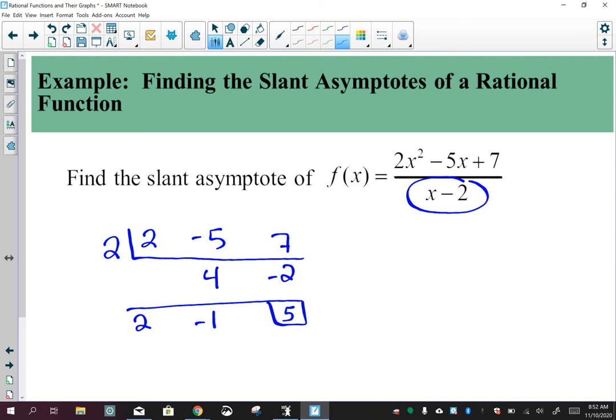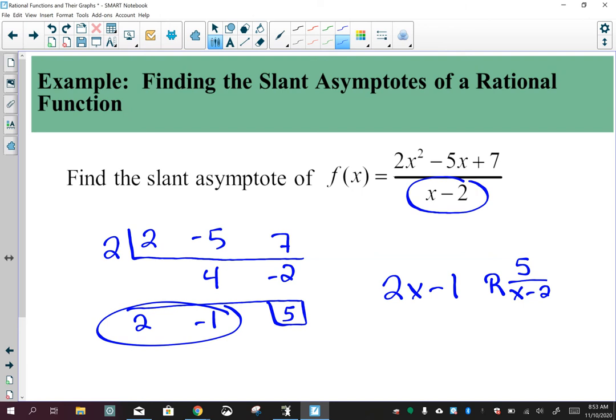Okay? So now, that means I have 2x minus 1 with a remainder of 5 over x minus 2. So when we are talking about a slant asymptote, what we are going to be looking at is this piece right here. That is your slant asymptote. So you do not look at the remainder when you're talking about a slant asymptote.